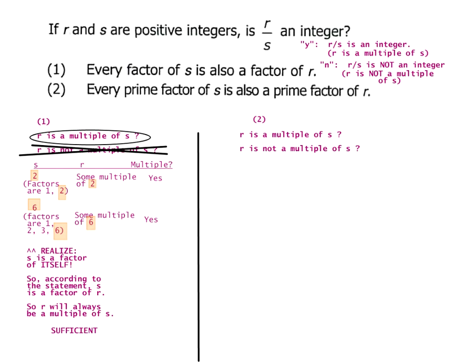So getting the first case is not so bad. You can just make S and R the same number. So like if S is, I don't know, 10 and R is also 10, then sure, because every prime factor of 10 is definitely also a prime factor of 10. So we got this. How are we going to get this to not work? How are we going to get it to not be a multiple?